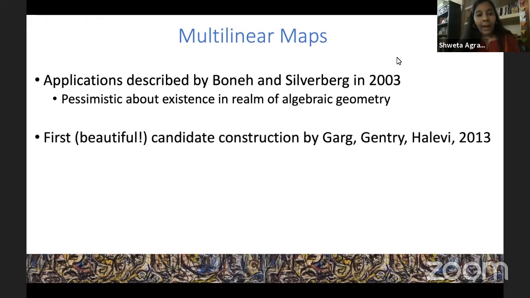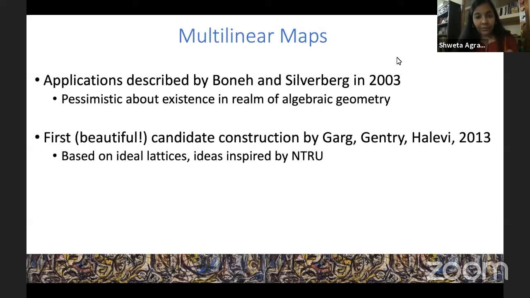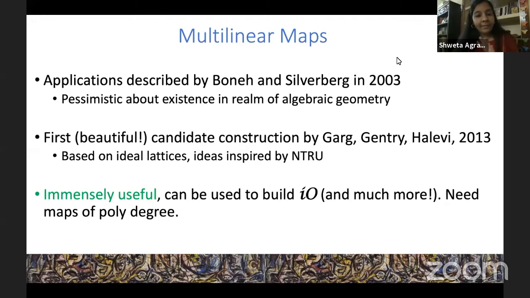All right. Now, in 2013, there was this remarkable work by Garg, Gentry, and Halevi that gave the first candidate construction of these multilinear maps. And this was based on ideal lattices using ideas inspired from the NTRU cryptosystem. And these are immensely useful. So as I already told you, they can be used to build IO and also a whole host of other things. The first construction of IO from multilinear maps needs maps of polynomial degree. Okay, so I'll not talk much more about multilinear maps. Yilei will talk about them more tomorrow.